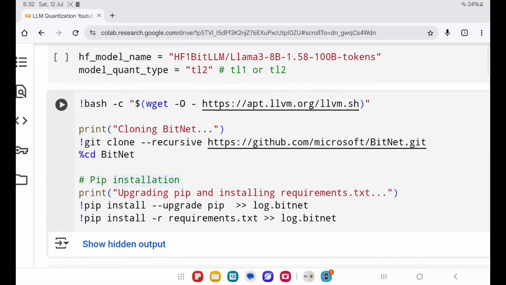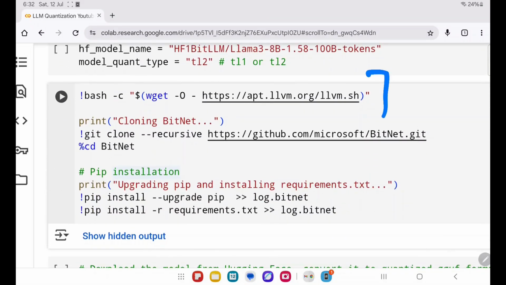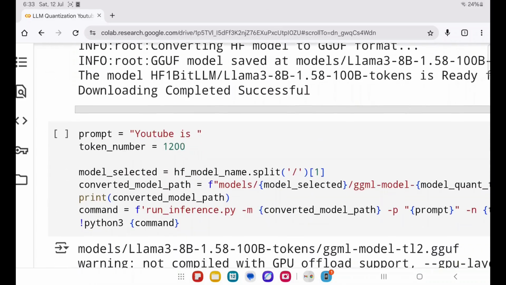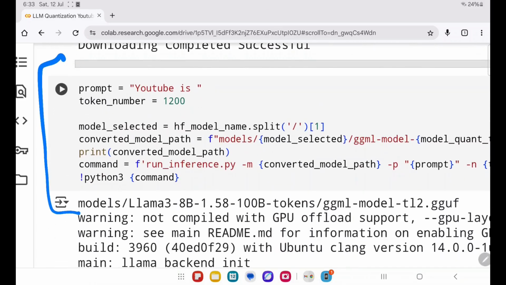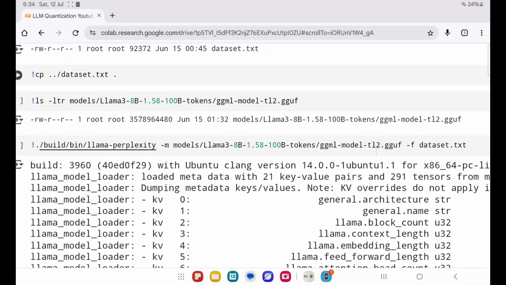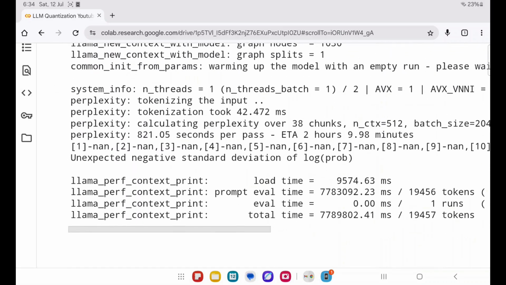Now to run BitNet, we need to do some LLVM installs and then install BitNet from scratch. BitNet CPP code is forked from Llama CPP. Hence, running process is quite similar to GGUF as we have seen earlier. And we can also calculate the perplexity in similar manner using the same perplexity command. But the perplexity that we are seeing is quite low.